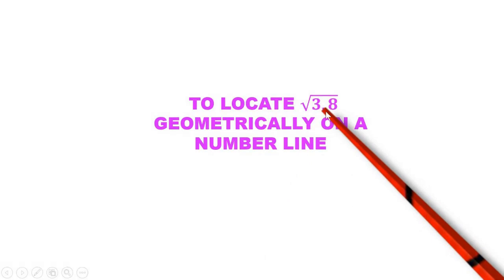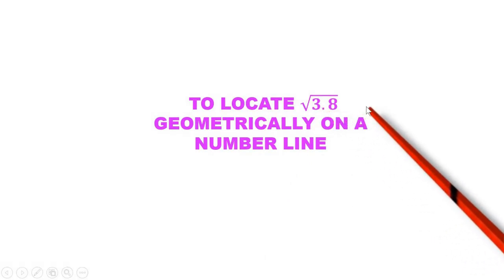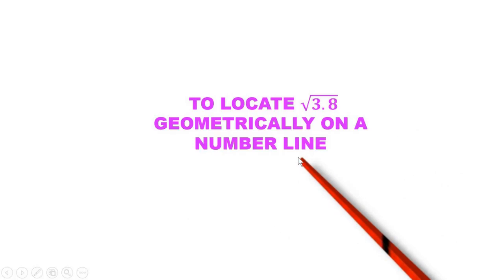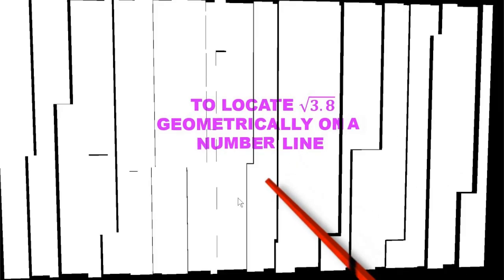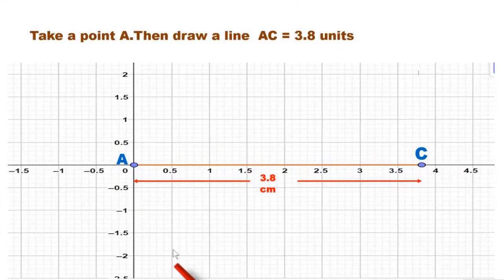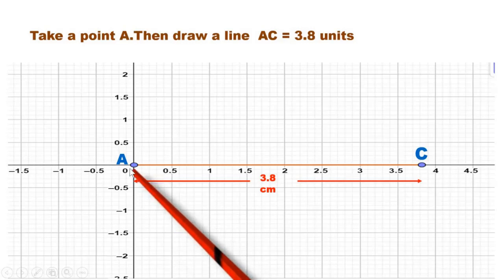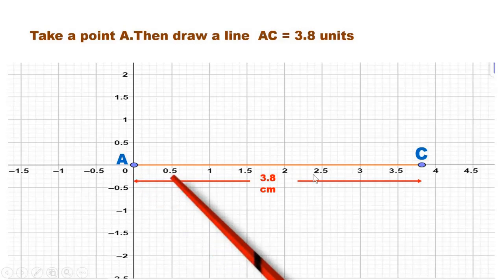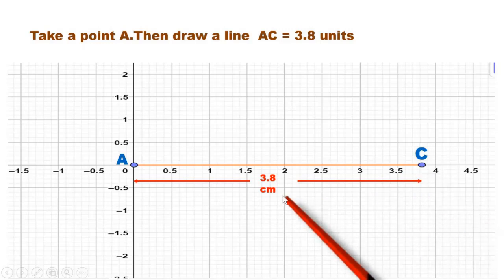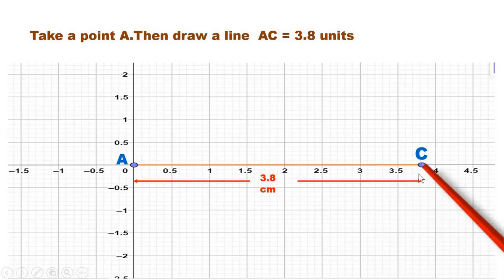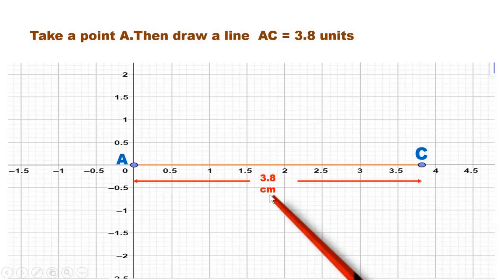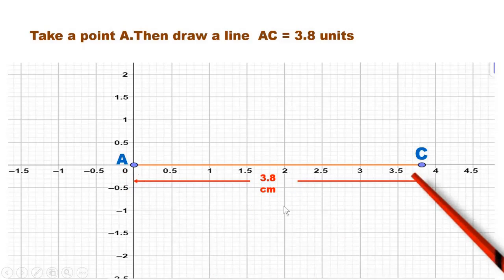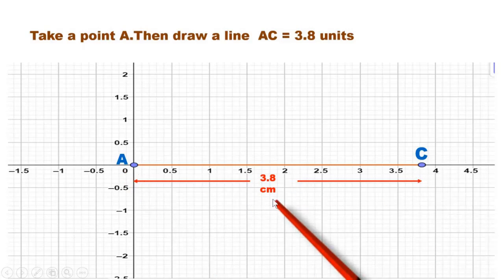To locate square root 3.8 geometrically on a number line. Take a point A. Then draw a line AC equal to 3.8 units. Mind well, here AC is equal to x units. The value of x is equal to 3.8. Take a scale and measure AC equal to 3.8 centimeters on the scale.